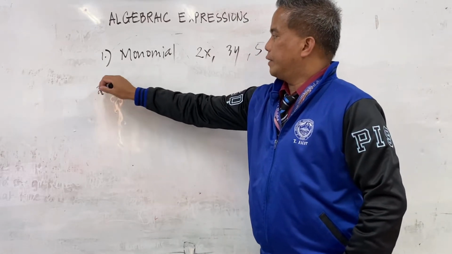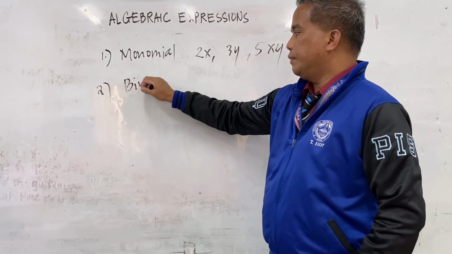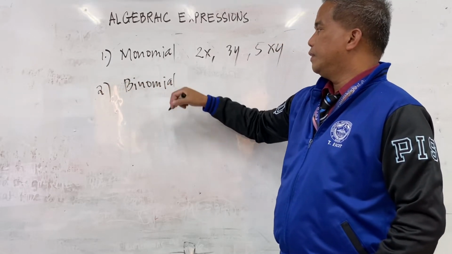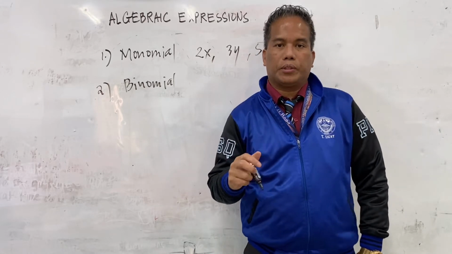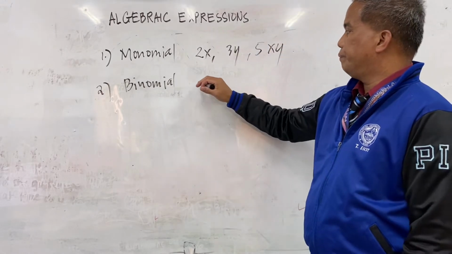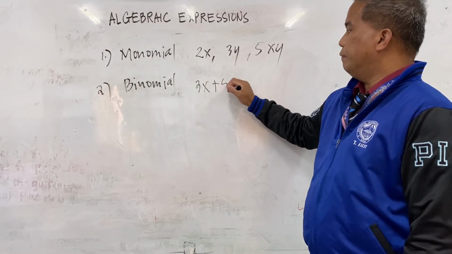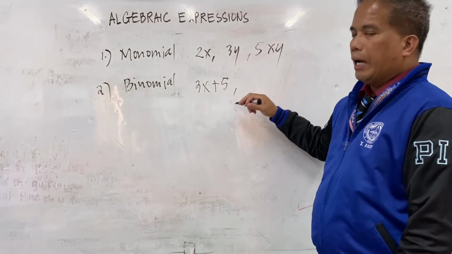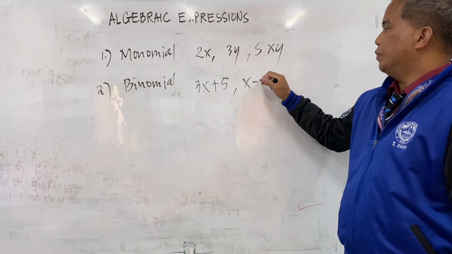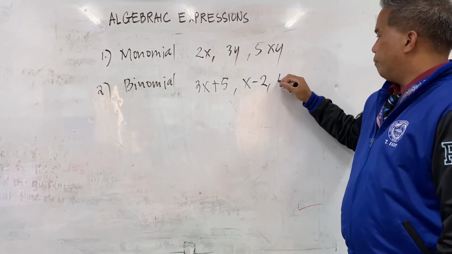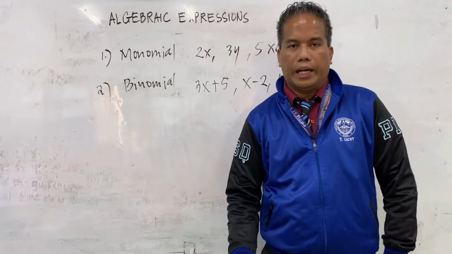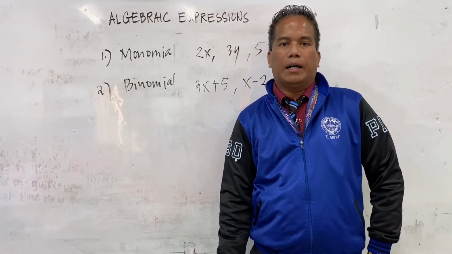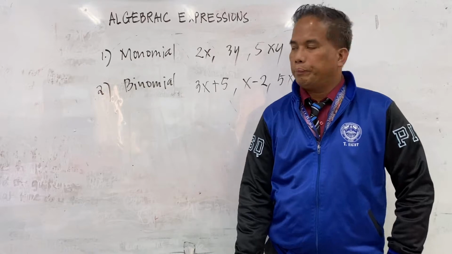Number two is binomial. So when we say binomial, it consists of two terms. Examples are 3x plus 5, x minus 2, 5x plus 7. So those are the examples of binomial.